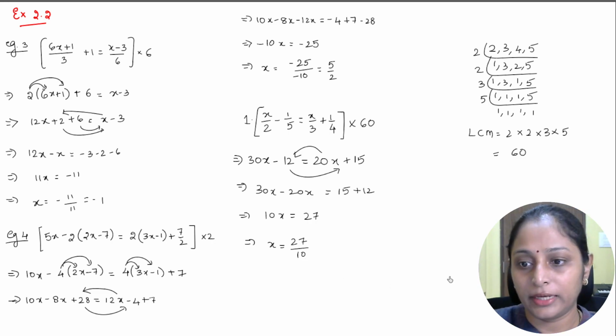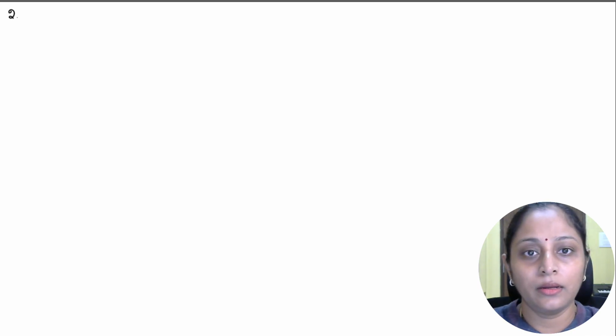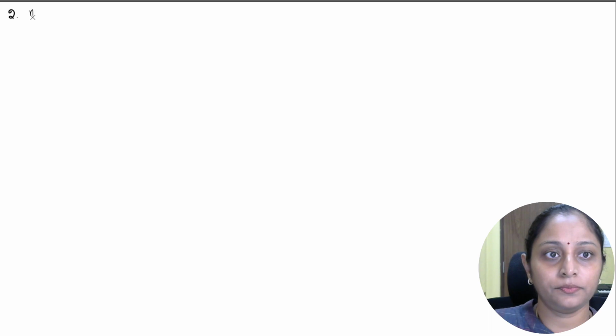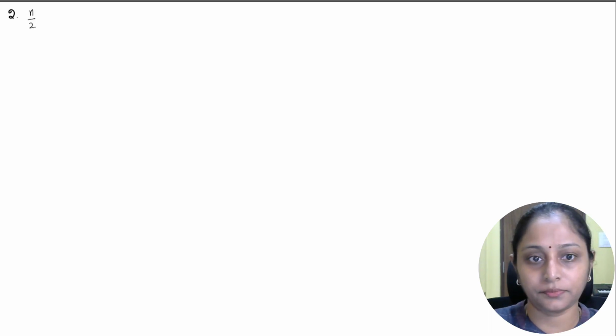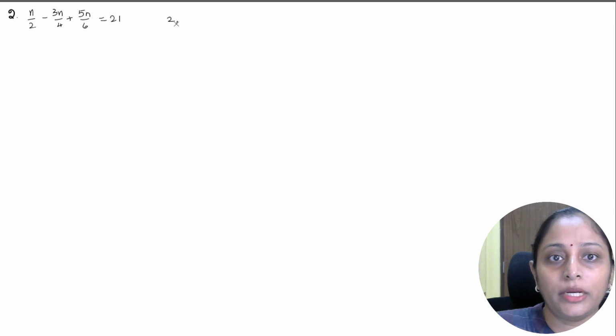Next, moving on to the next sum. Second question. n by 2 minus 3n by 4 plus 5n by 6 is equal to 21. Now here, what are the denominators? 2, 4 and 6. What is the LCM?